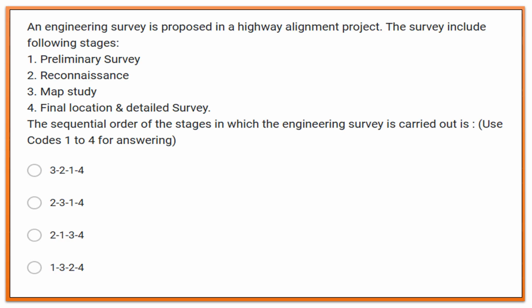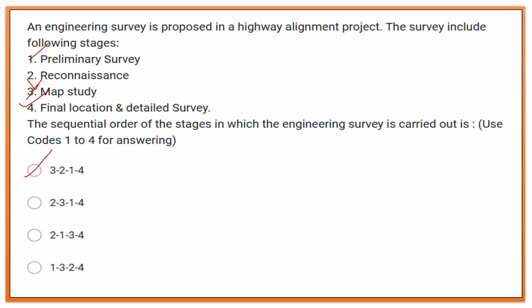The next is: an engineering survey is proposed in a highway alignment project. The survey includes the following stages. For engineering survey, there are 4 stages: first is map study, second is reconnaissance, third is preliminary survey, and last is final location and detail survey. By arranging these 4 steps, map study is first, reconnaissance is second, preliminary is third, and final location is fourth. So here option number 1 is correct as per the sequence.